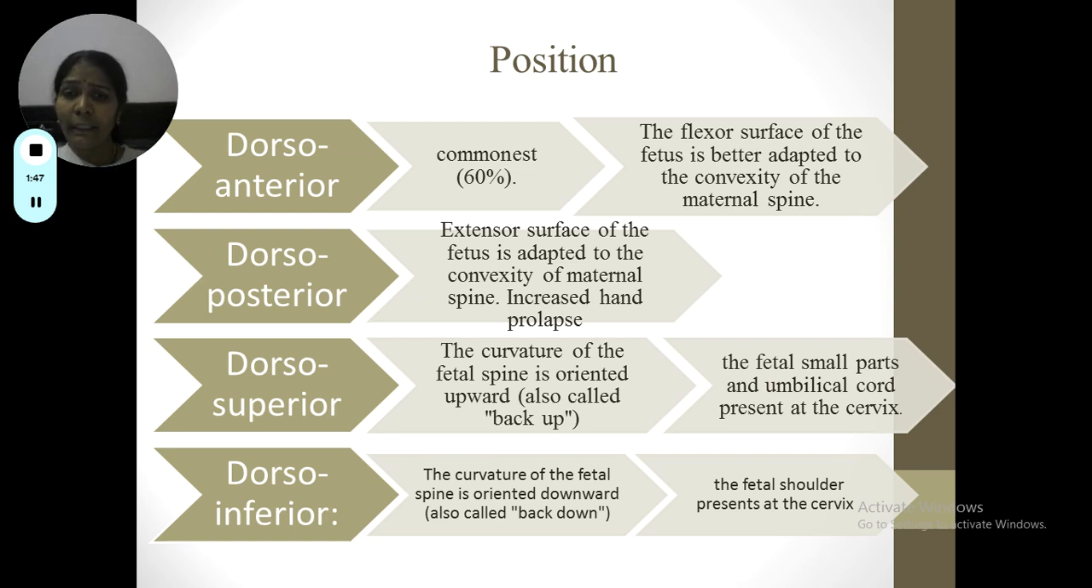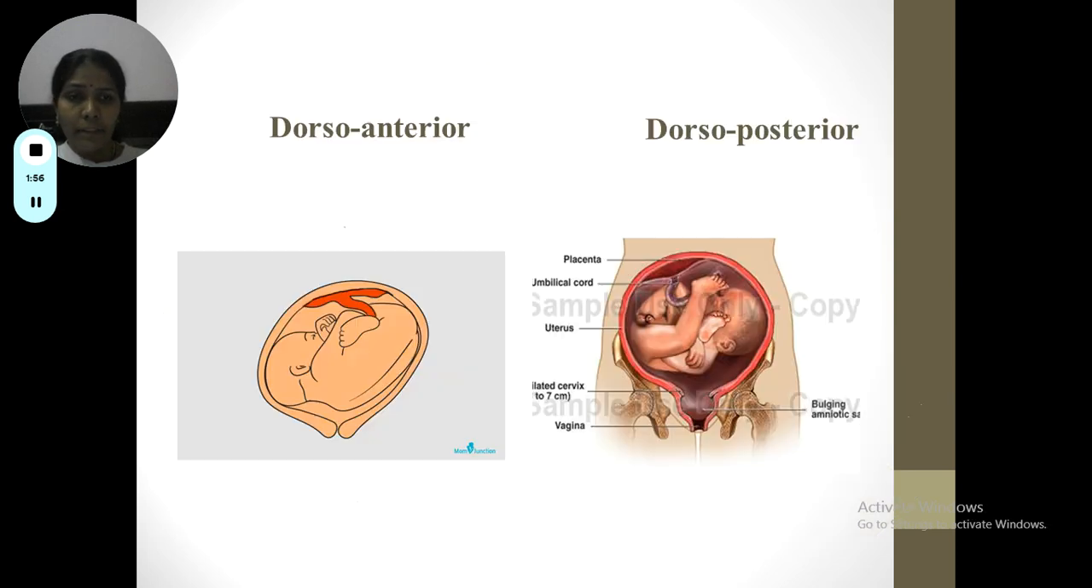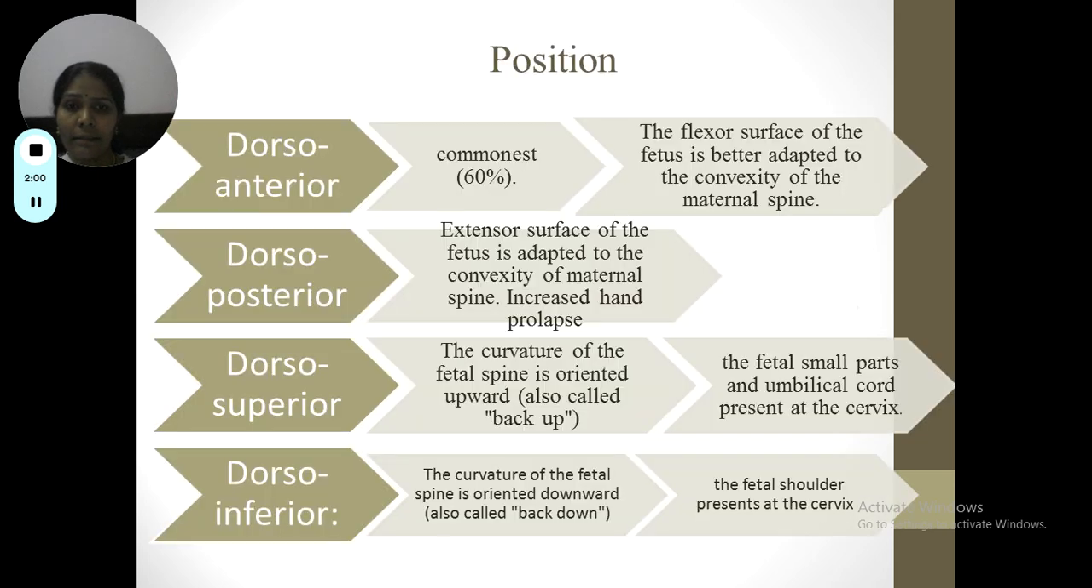Then we have the dorso-superior position, where the curvature of the fetal spine is oriented upwards, which we call a back up position. In this position, the small fetal parts can be palpable through the cervix. And the next position is the dorso-inferior position, where the curvature of the fetal spine is oriented downwards. So, at the cervix, when we do an examination, fetal shoulder will be palpated. So these are the different positions that are possible in a transverse lie.